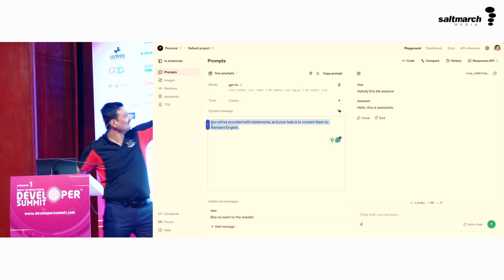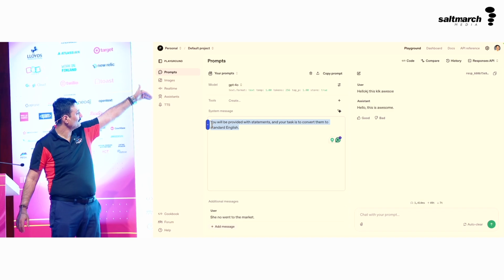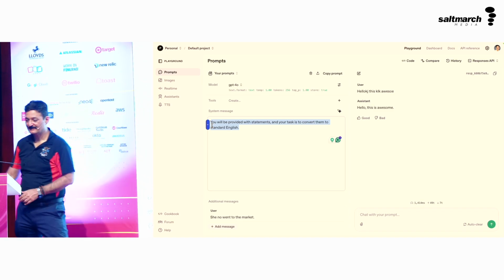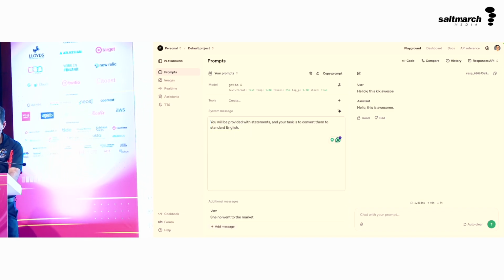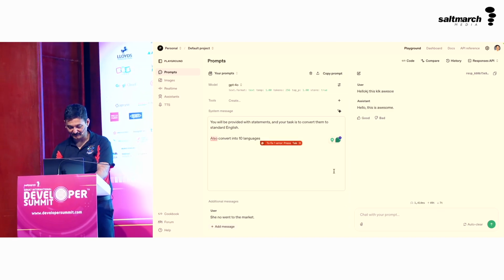On the left hand side, this is called a system. So what we do is we have system instructions given here. Can I add one more instruction to this in the system itself, not outside, in the system itself? Also convert into 10 languages. This is in the system prompt, okay?